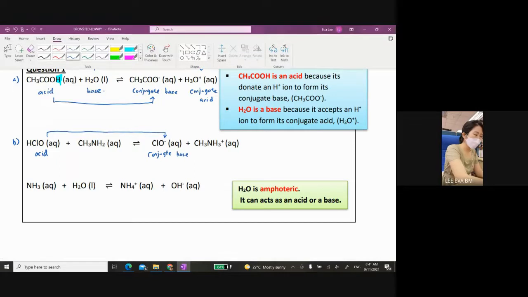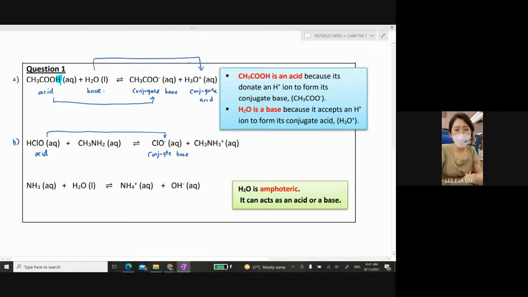How about CH3NH2? It must be a base. Base, as it is accepting a proton, becoming CH3NH3 plus. So here, the base after accepting a proton becomes the conjugate acid. They are one pair. I'm using a different color for you to differentiate it better.